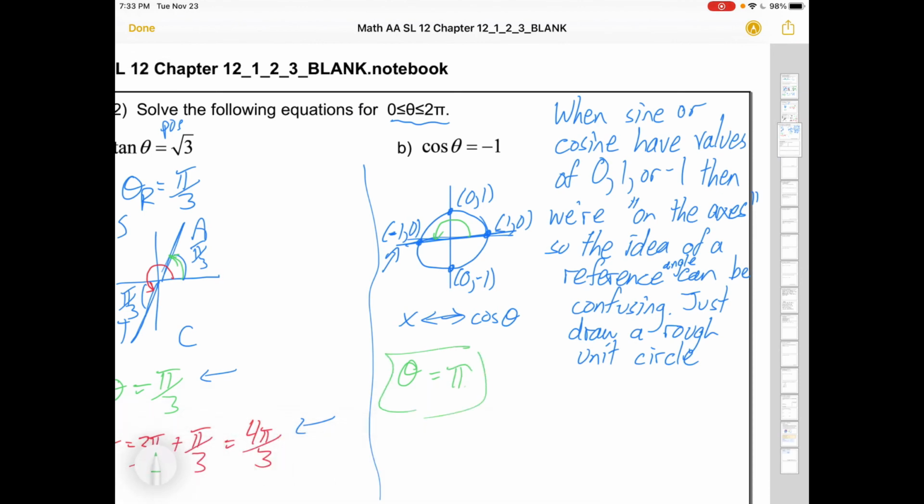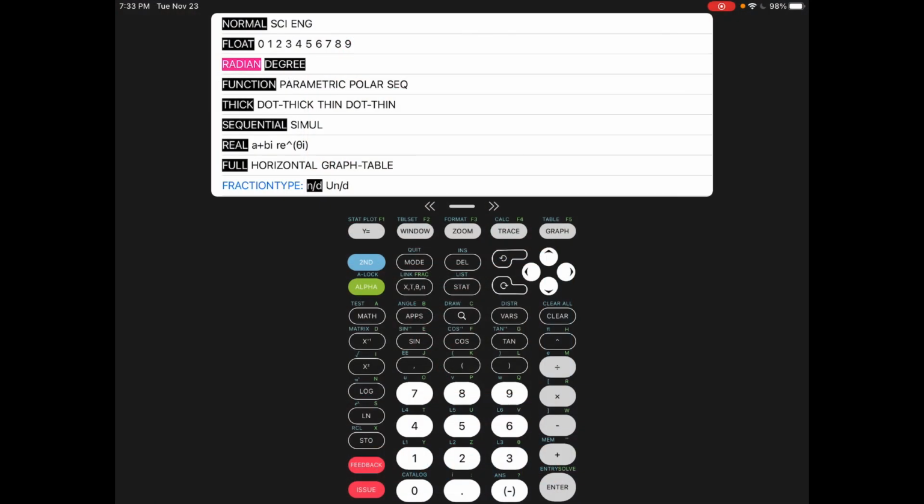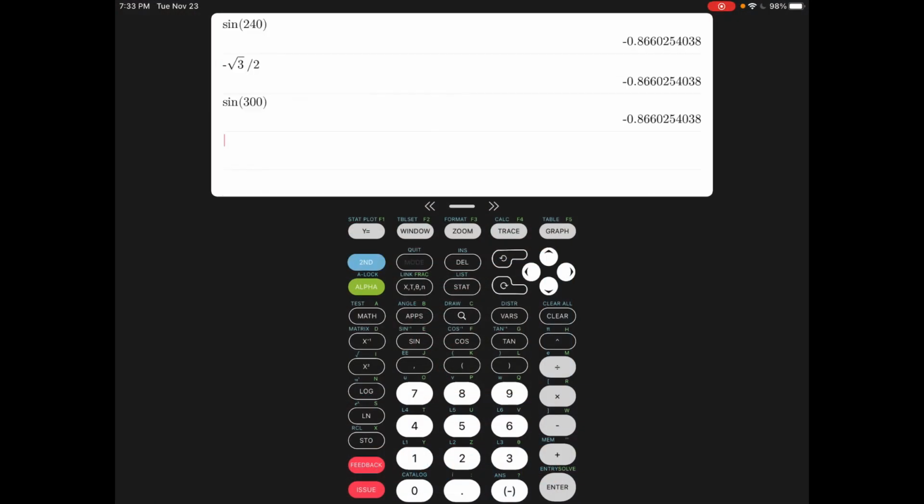Okay. And again, we can check in a calculator if we have a calculator, though if we had a calculator, we'd probably just solve graphically. Let's go and check this. I'll put it in radian mode. I'll type the cosine of pi, and I will cross my fingers that I get -1. And we do indeed. So we know that the answer that we got is correct.